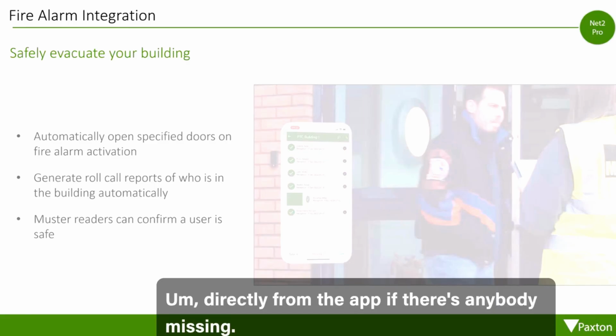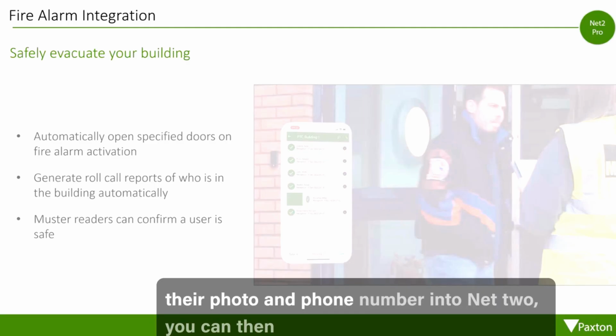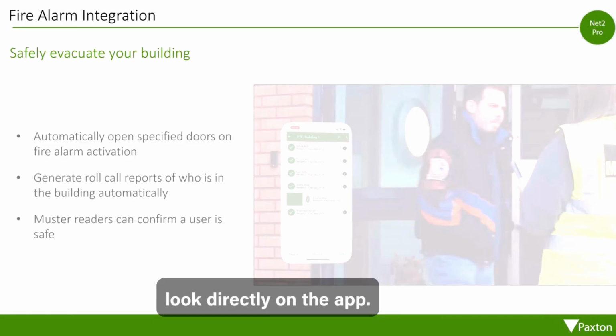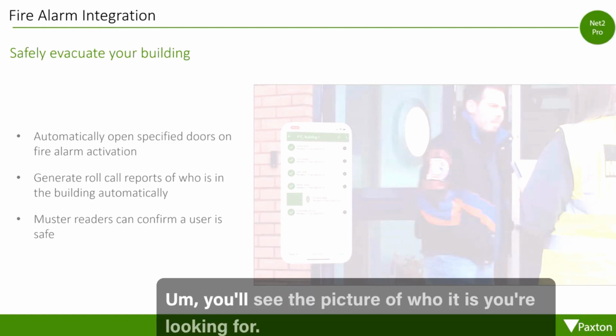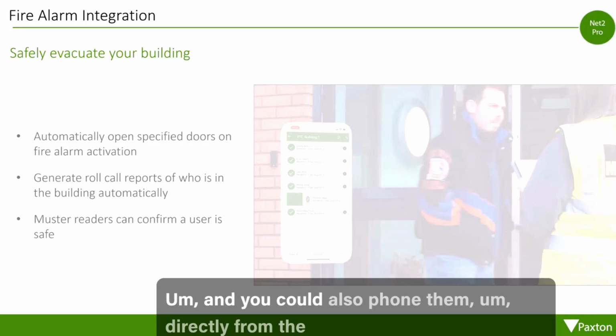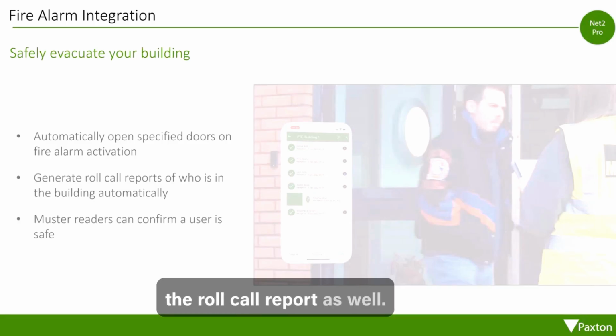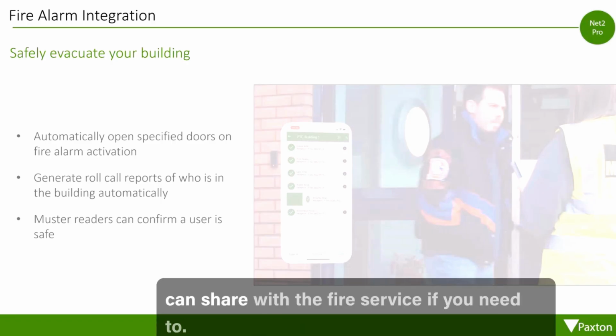If there's anybody missing after you've done your roll call, and if you've uploaded their photo and phone number into Net2, you can then look directly on the app. Click on that missing person's record, and you'll see the picture of who it is you're looking for, so you can do a visual check to see if they're there or not. You could also phone them directly from the roll call report. And it gives you some very precise information that you can share with the fire service if you need to.